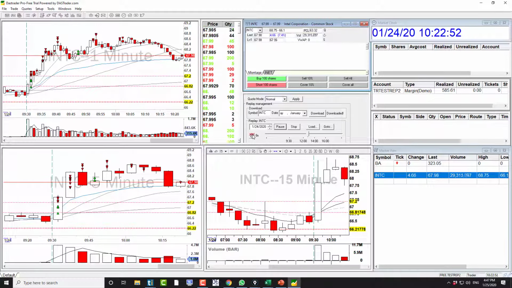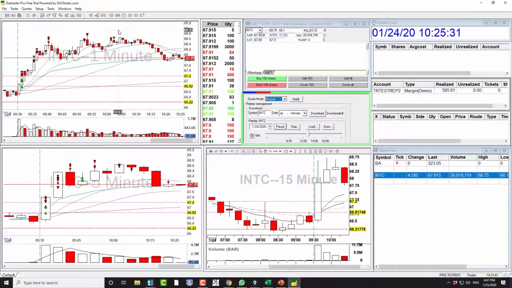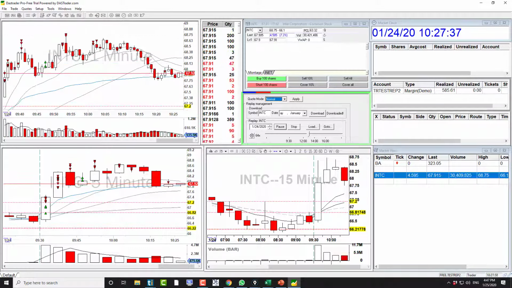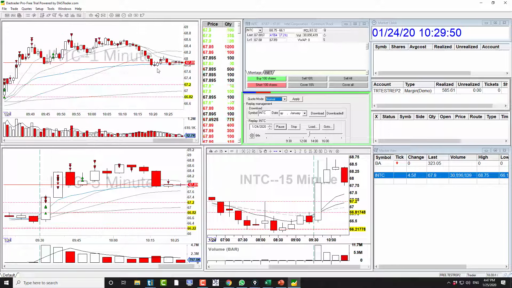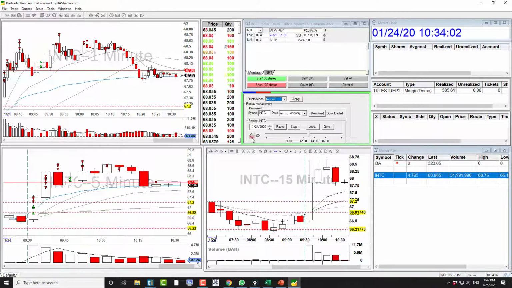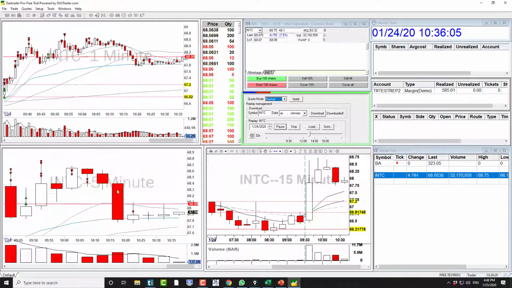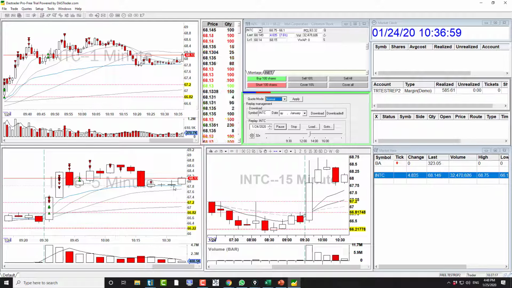But we can go a little bit faster and see what happens. Now that we have time, we can actually take a look at it. It's doing some consolidation at the VWAP. Again, this is a very, very fast move. It does a really nice consolidation at the VWAP, and it's hard. You really don't know what's going to happen.